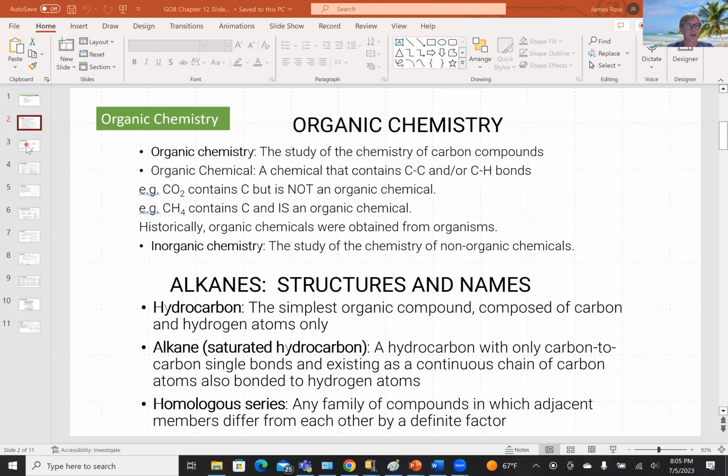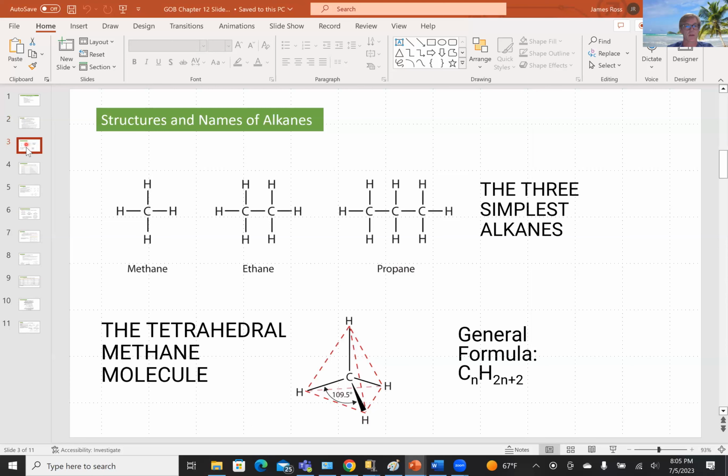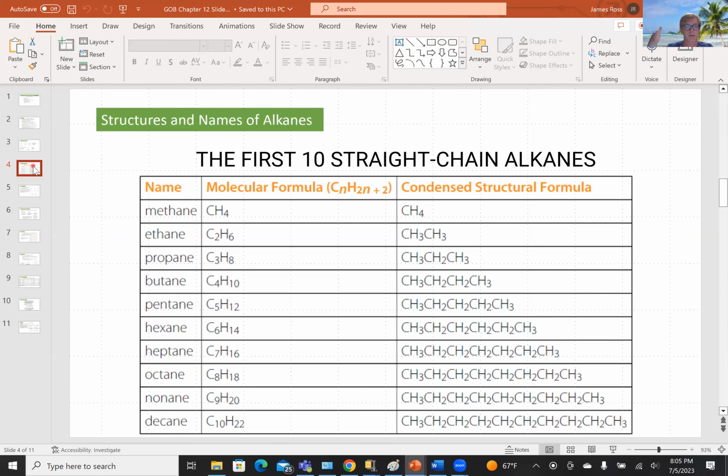So let's look at the first 10 alkanes, which actually are on this slide. I've skipped the slide, but I'll go back to it. These are the first 10 straight chain alkanes. So methane contains one carbon, ethane 2 carbons, propane is 3, butane is 4 carbons, pentane is 5, hexane is 6, heptane, octane, nonane, and finally decane is 10. And as you can see, they're just long chains of hydrocarbons.